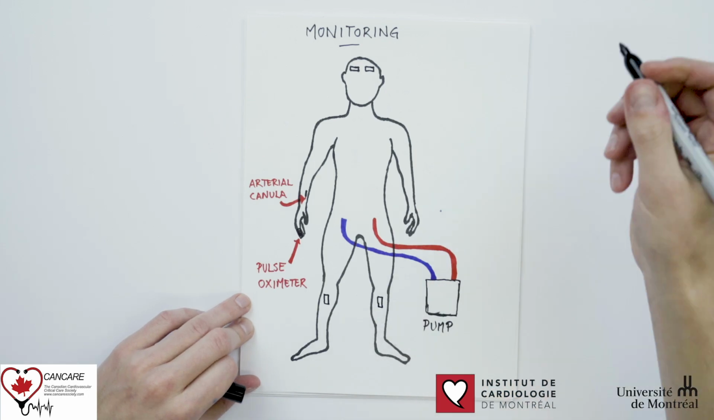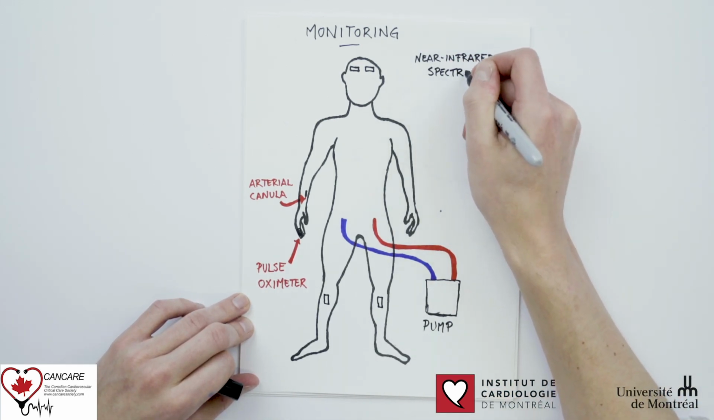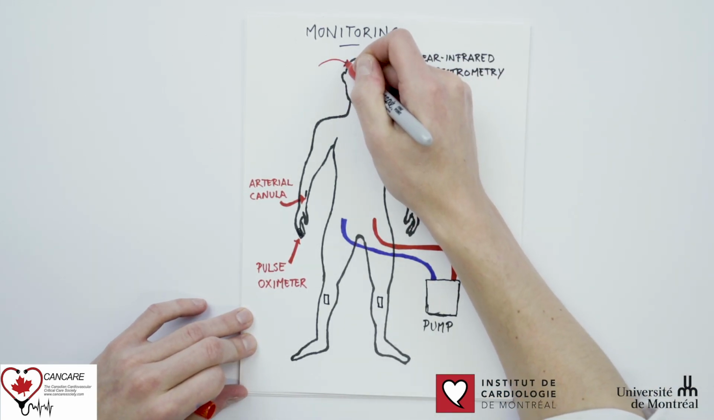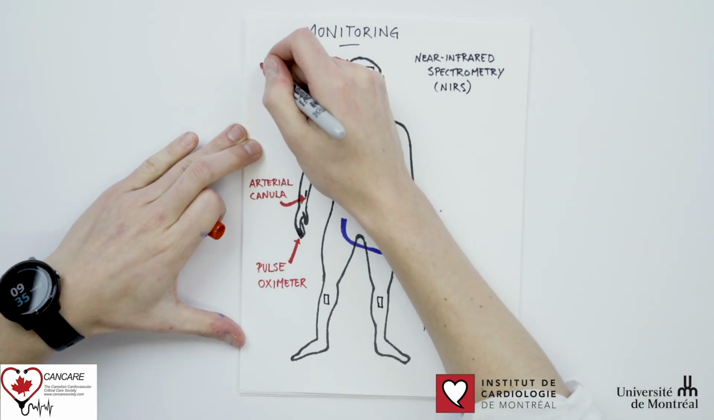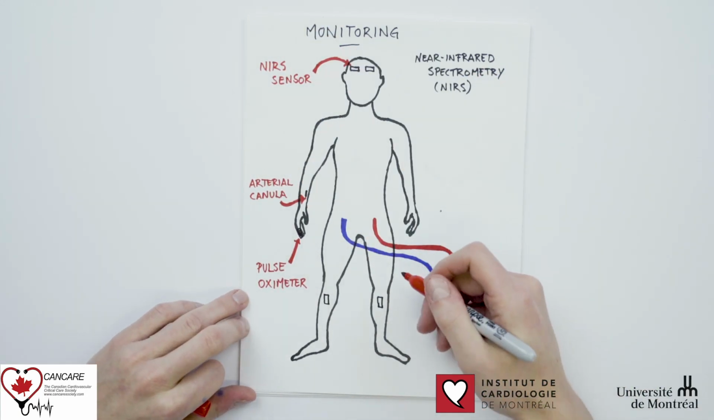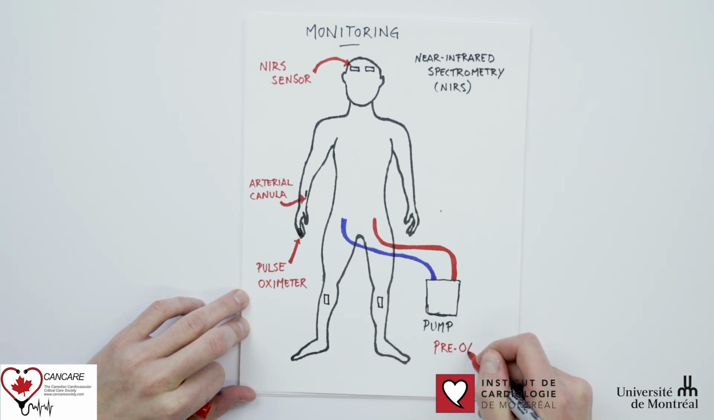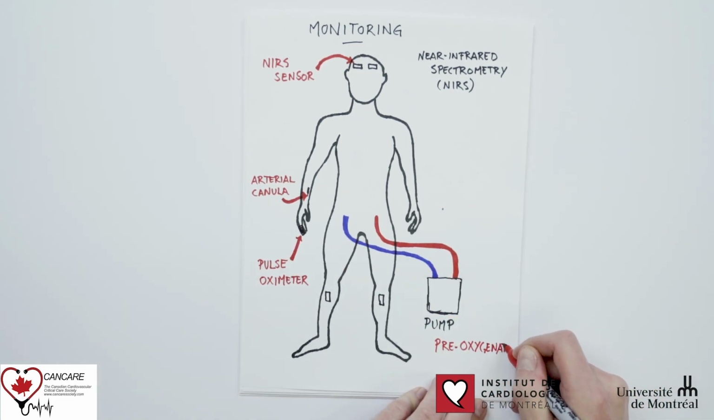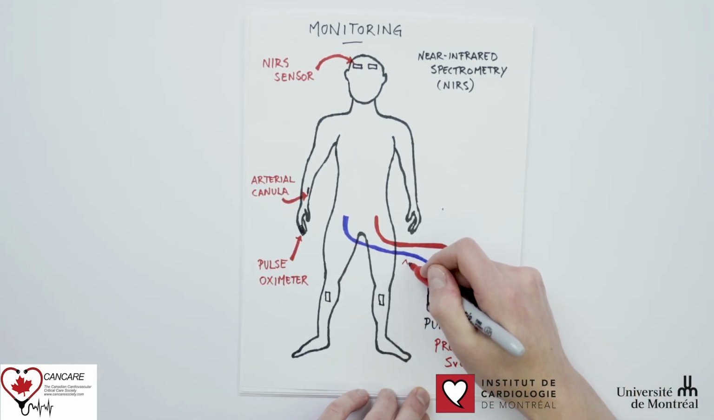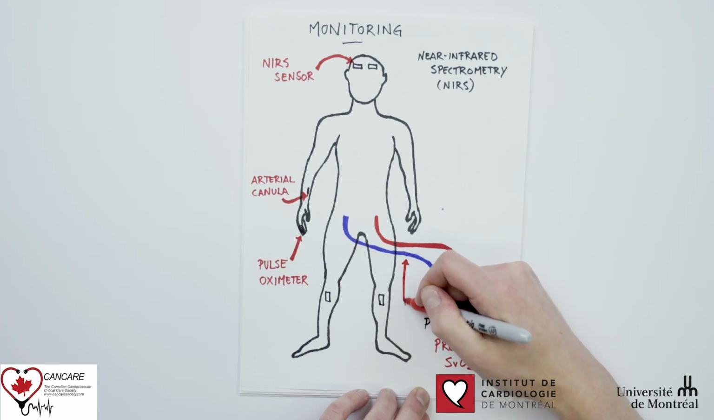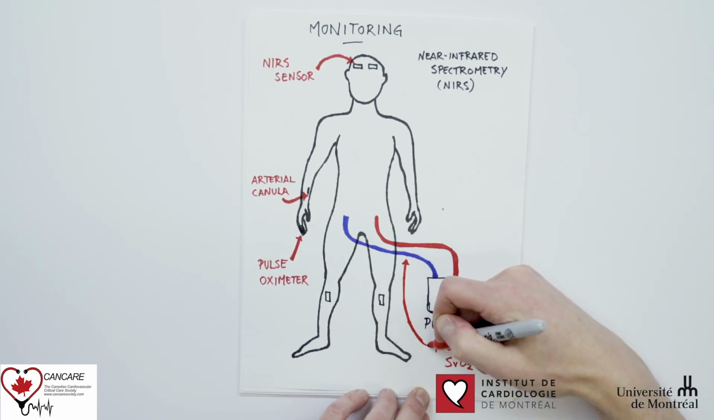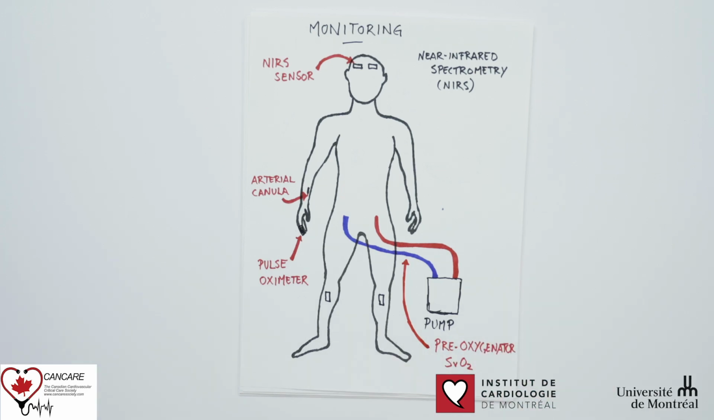Two sensors are placed on the forehead and one on each leg. This configuration allows close monitoring of the lower body as well as both cerebral hemispheres. Pre-oxygenator SvO2 should also be monitored, as it tends to increase due to lower oxygen extraction in patients with differential hypoxemia. It is best to combine several monitoring methods in order to rapidly detect and correct this complication.